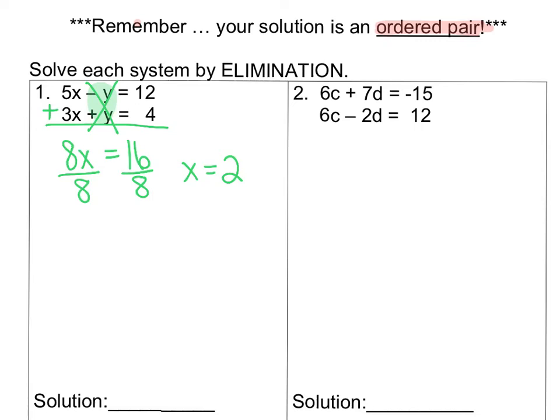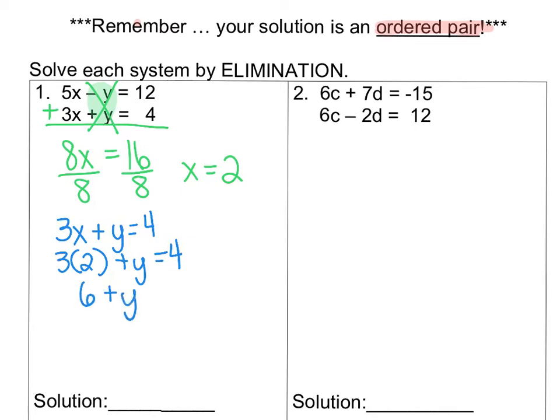So now we want to plug that in and figure out what our y value is. We can use either of our original equations to do that. I'm going to use the second one, 3x plus y equals 4. So I am going to substitute 2 in for x. And I can see that that would give me 6 plus y equals 4. If I subtract 6 from each side, I can see that y is going to be negative 2.